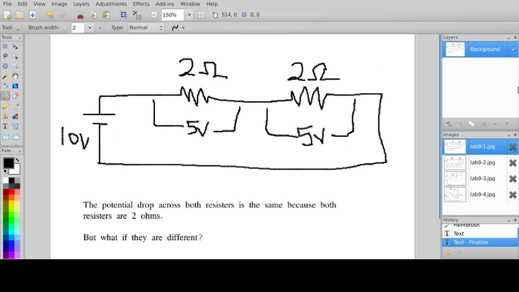Let me see if there's any questions in the chat here. Okay, there's the whole point about the drops.